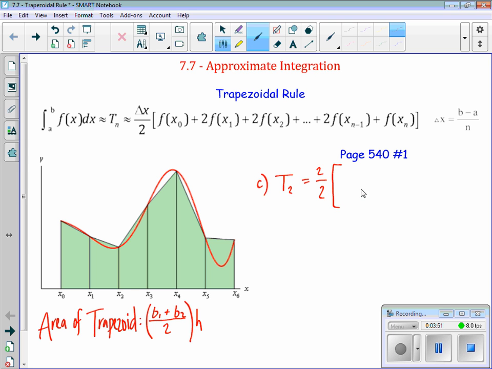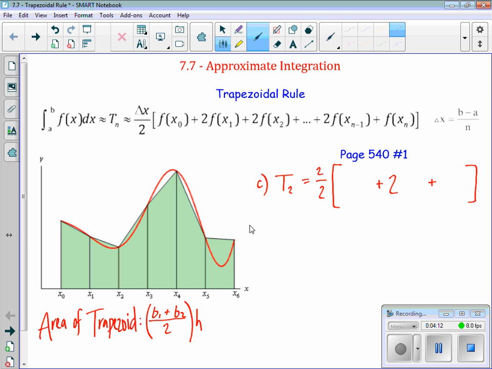And then you'll leave the first piece and the last piece alone, and then the middle piece, or middle pieces if there's more, you multiply by 2. Okay, so if there's 2 trapezoids, you should have 3 values in here. It should always be 1 more than how many trapezoids you have.